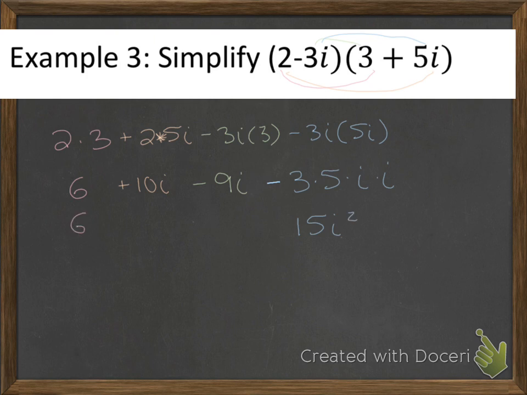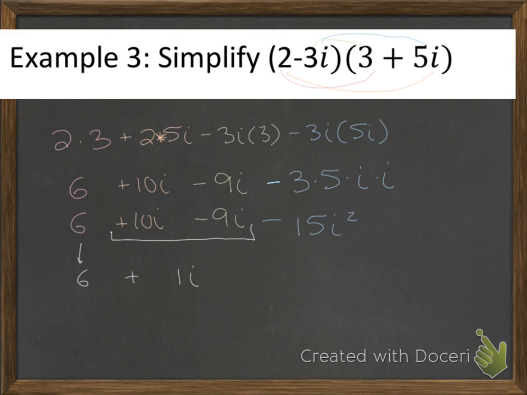So let's bring this down here. We have 6 plus 10i minus 9i minus 15i squared. So there's actually two things that we need to do to finish this problem. Do you know what they are? Well, one thing you might realize is that we can combine these middle terms. So positive 10 minus 9 is just 1. So we have 1i.